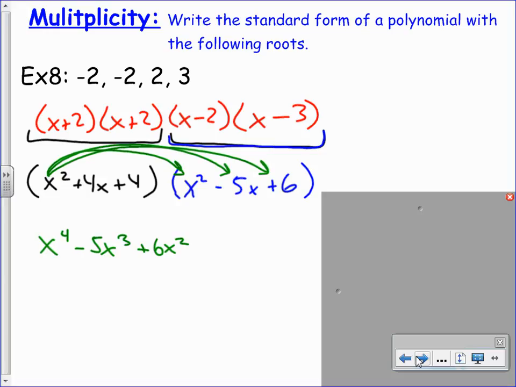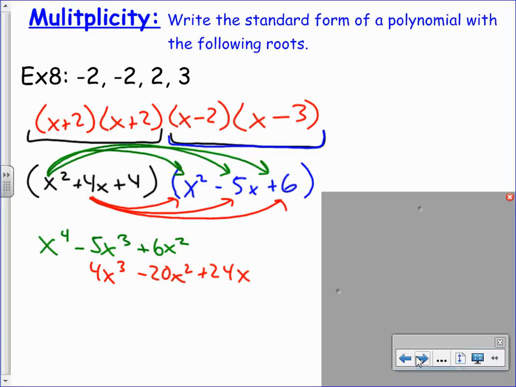Here we go. I like that. All right. 4x times x squared is 4x cubed. So you put that underneath the -5x cubed. So this 4x cubed lines up with the -5x cubed. I like doing it vertically. Here we go. 4x times -5x is -20x squared. And then 4x times 6 is plus 24x. I feel like you did this already.